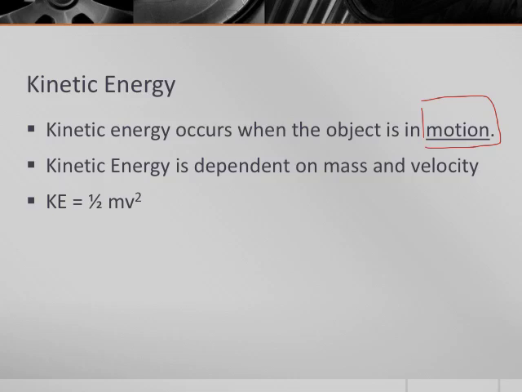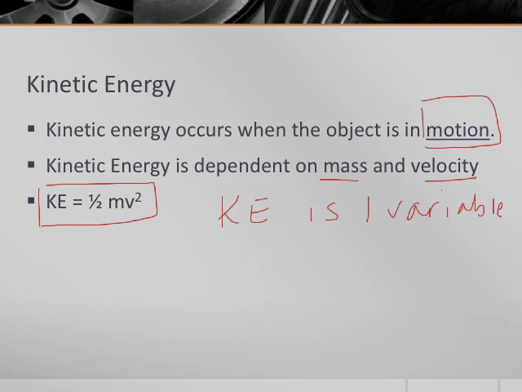So kinetic energy is dependent on mass and velocity in this relationship. KE is equal to 1/2 times the mass times the velocity squared. Okay, so just like with PE, KE is one variable, so that always stays together. You never separate those two letters. Okay? So let's talk about this in a little more detail.